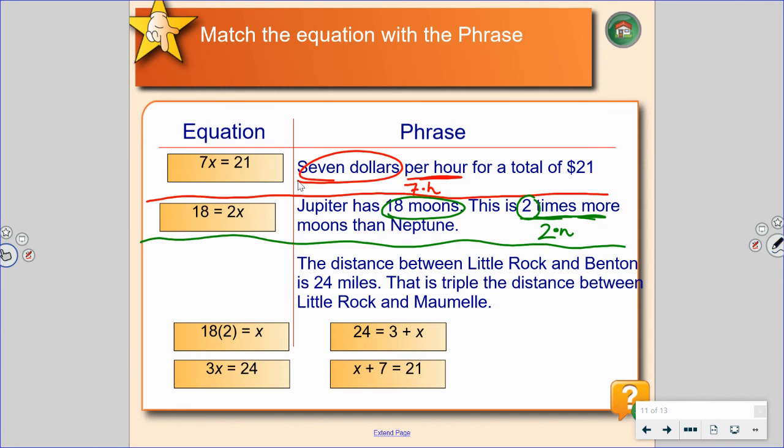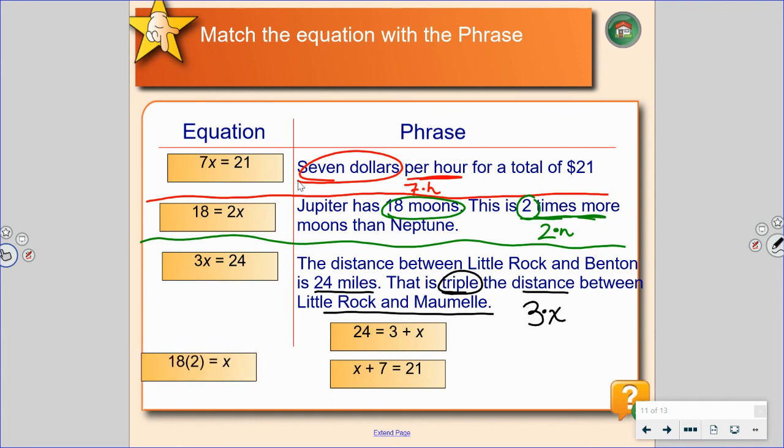Distance between Little Rock and Benton, 24 miles. Triple, there it is again, triple the distance of the other. So if I'm going to do triple, whether or not I use the x, it's going to be 3 times x is 24. Which of those says 3? There she is.